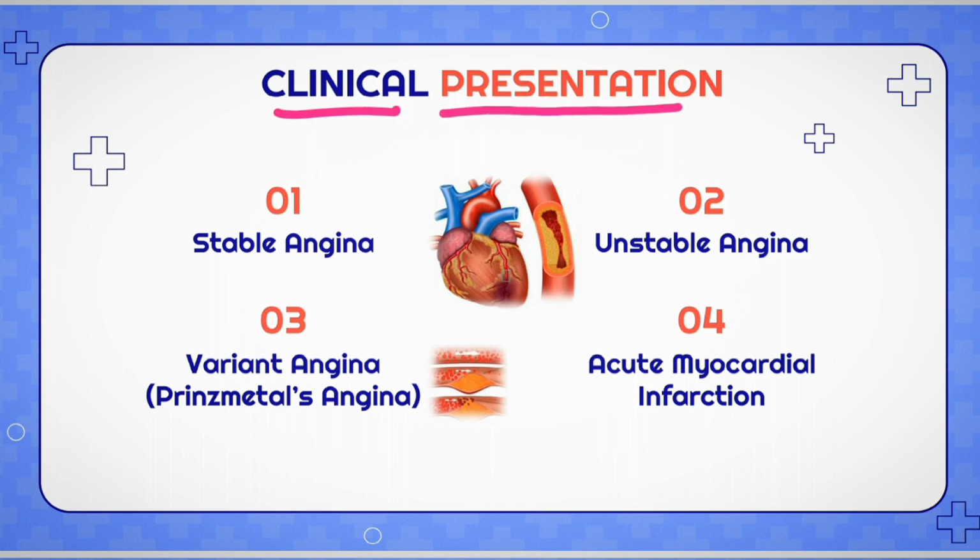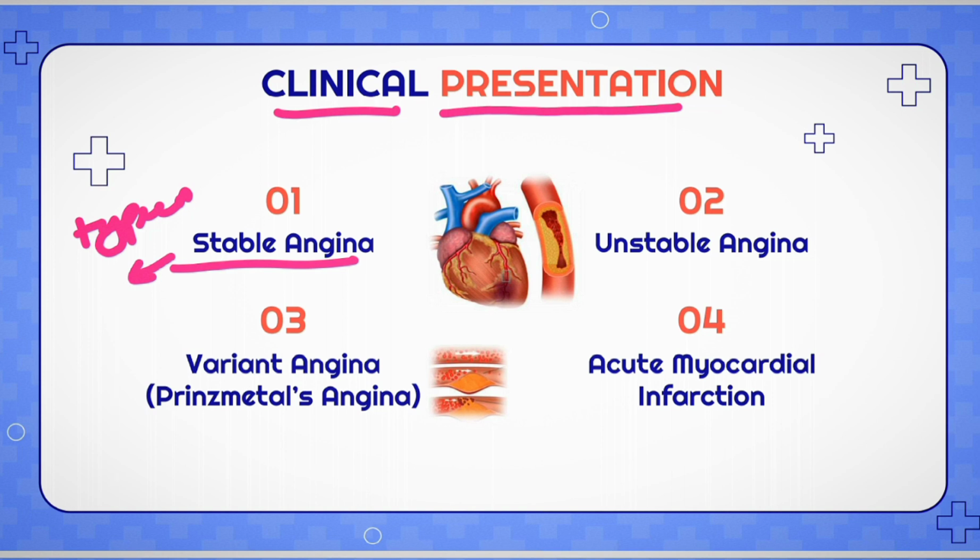So, it can present like a stable angina. Stable angina is also known as typical angina or angina pectoris. It is a symptom of myocardial ischemia, and stable angina is characterized by chest discomfort or anginal equivalent, and this is provoked by exertion and alleviated at rest or with nitroglycerin.